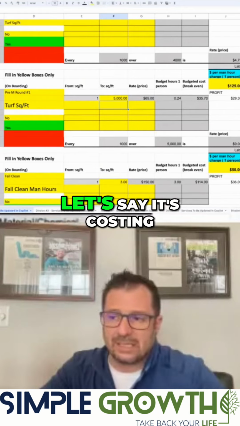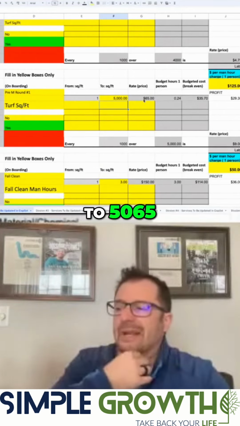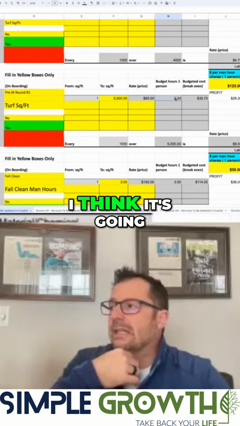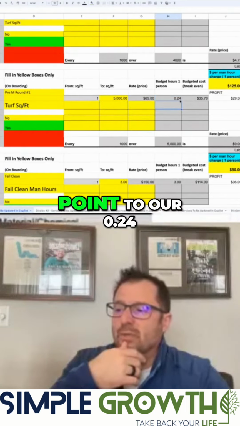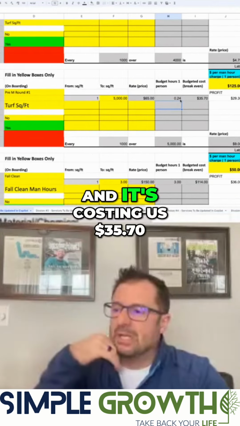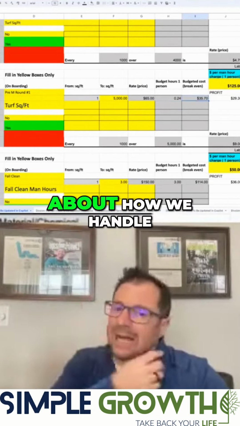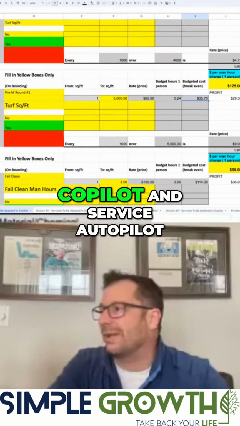And its expense, let's say it's costing $67 per man hour. So base price up to 5,000 is $65. I think it's going to take, based on some averages, 0.24 man hours, basically 15 minutes, and it's costing us $35.70. Now that's including materials. I'm going to talk about how we handle materials and job costing, Copilot and Service Autopilot.